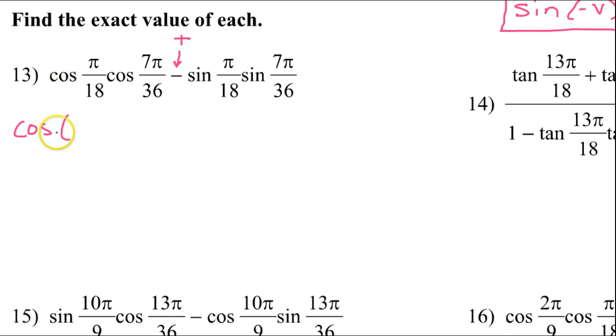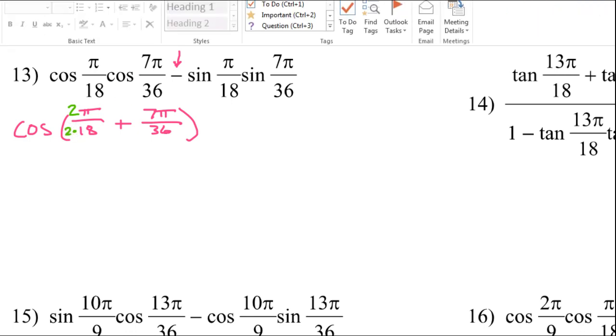So I see the two angles, and the first angle is pi over 18. So I'm going to go cosine of pi over 18 plus 7 pi over 36. Okay, so this is an equivalent expression. Now, I want to go ahead and add these together, so I'm going to need like denominators. So in order to do that, I'm going to have to multiply by 2 in the numerator and the denominator. Okay, so there I've done it.